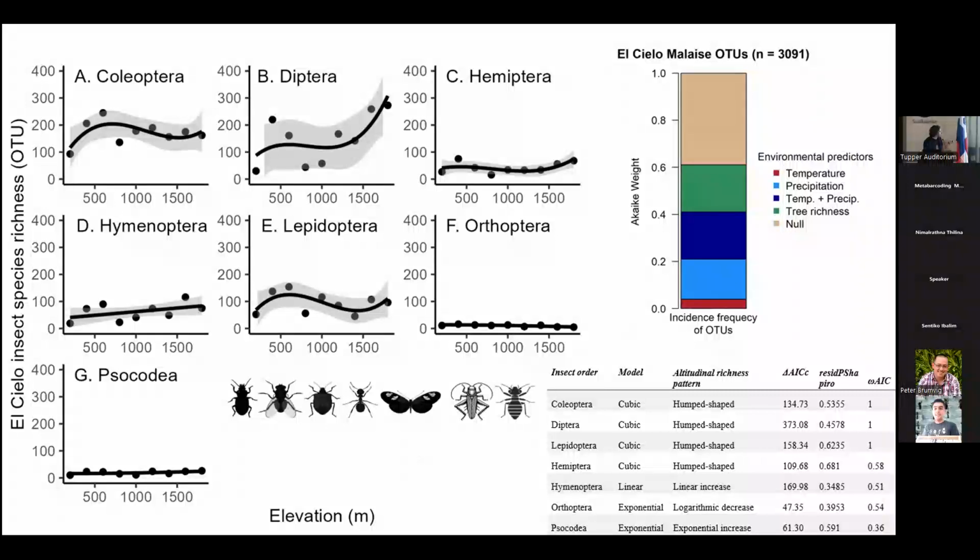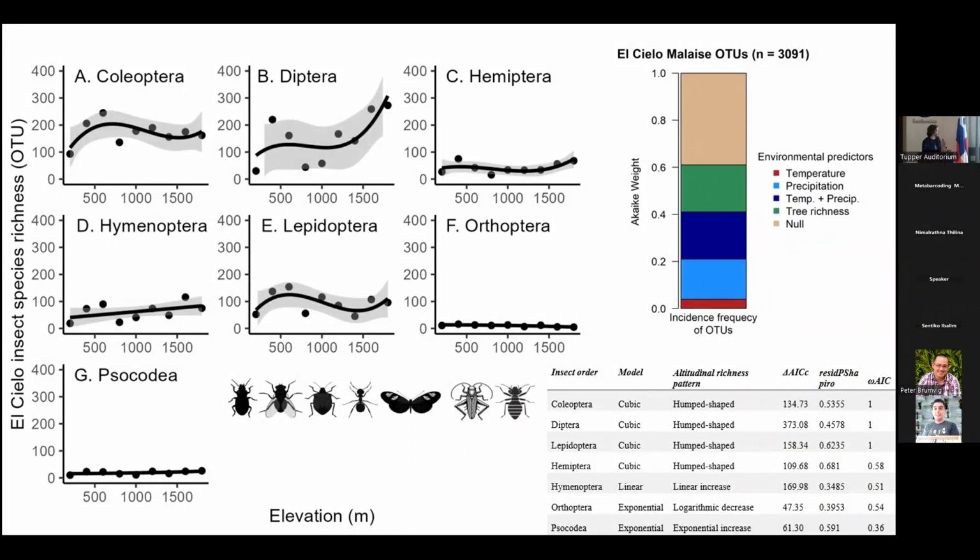If we look at richness by insect order along elevations, then we see that we have several types of responses. Coleoptera, Diptera, and Lepidoptera have this hump-shaped curve. In Hymenoptera, we see a rather linear increase. And then Pseudopoda and Orthoptera have some other types of curves, although we don't have much data. But in Diptera, for example, it's quite evident that we get surprisingly high richness as we go up in the elevation.